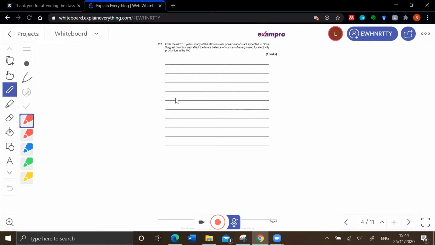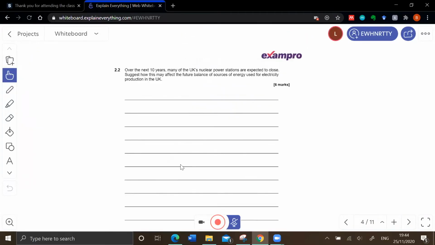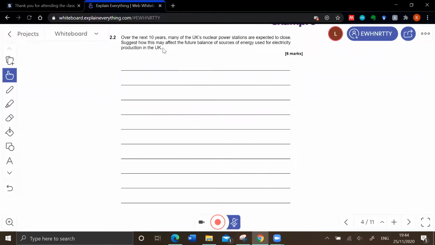Okay, so this is a 6-mark question, so it's always a bit more involved. Let's just zoom in a little bit here. These questions always require a little bit more thought, don't they? Over the next 10 years, many of the UK's nuclear power stations are expected to close. Suggest how this may affect this. It could change all the time, especially this year.